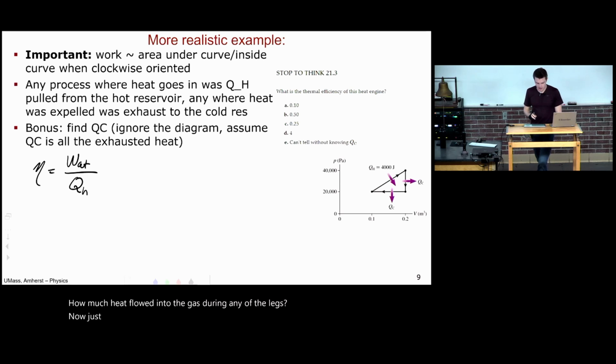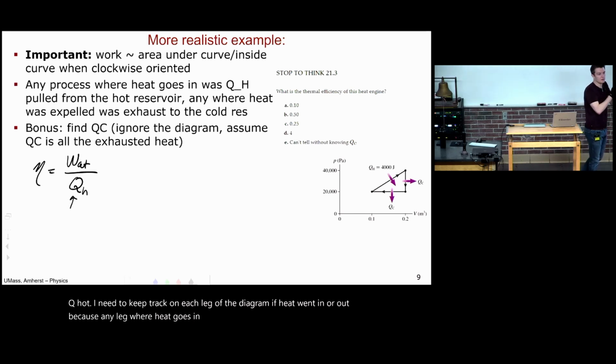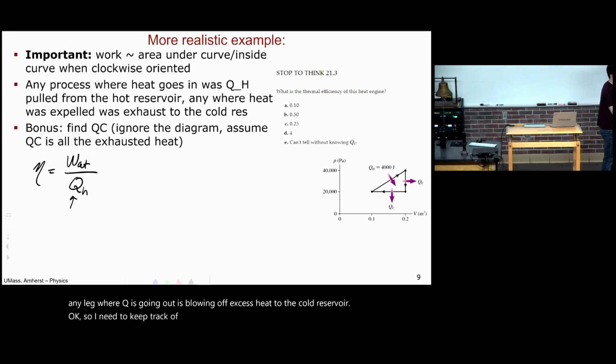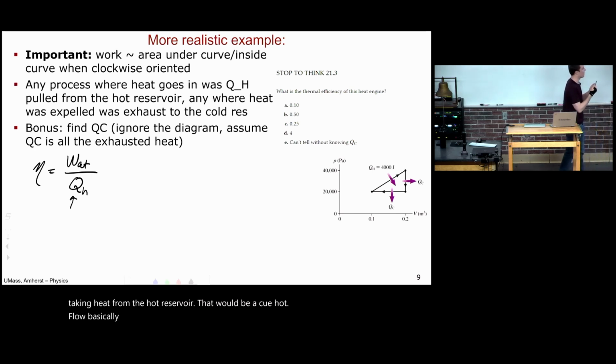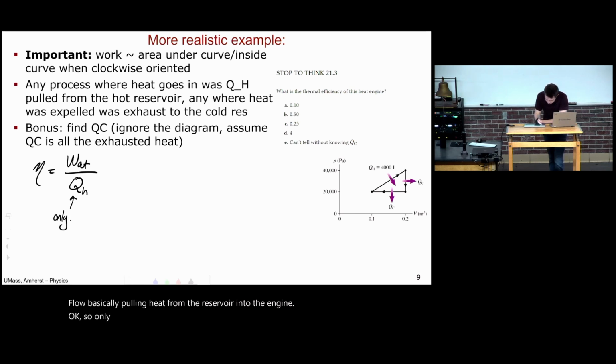Now, just a note here, and this actually is going to be pretty important. For Q hot, I need to keep track on each leg of the diagram if heat went in or out. Because any leg where heat goes in is pulling heat from the hot reservoir. And any leg where Q is going out is blowing off excess heat to the cold reservoir. Okay, so I need to keep track of each individual process and figure out if it's taking heat from the hot reservoir. That would be a Q hot flow, basically pulling heat from the reservoir into the engine. Okay, so only heat inflows.